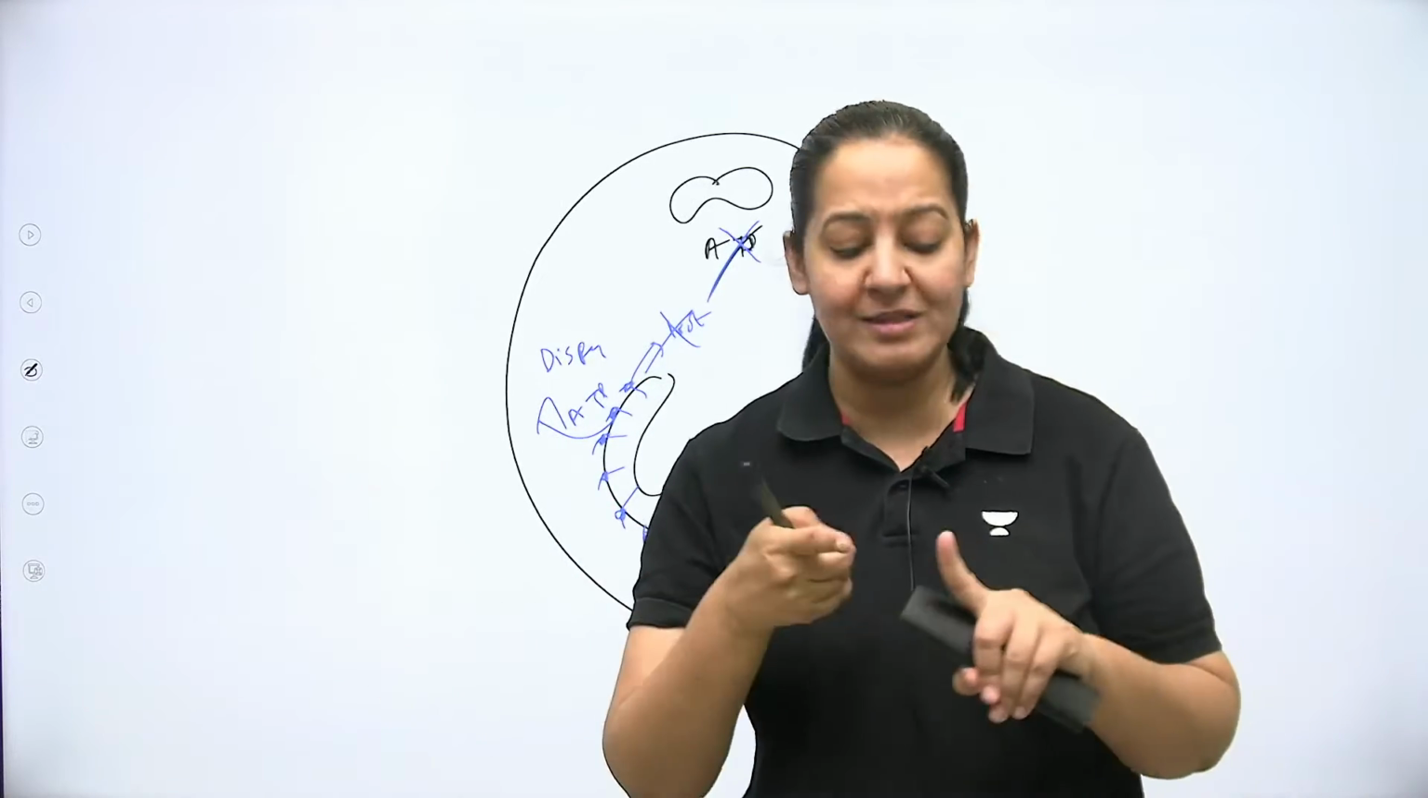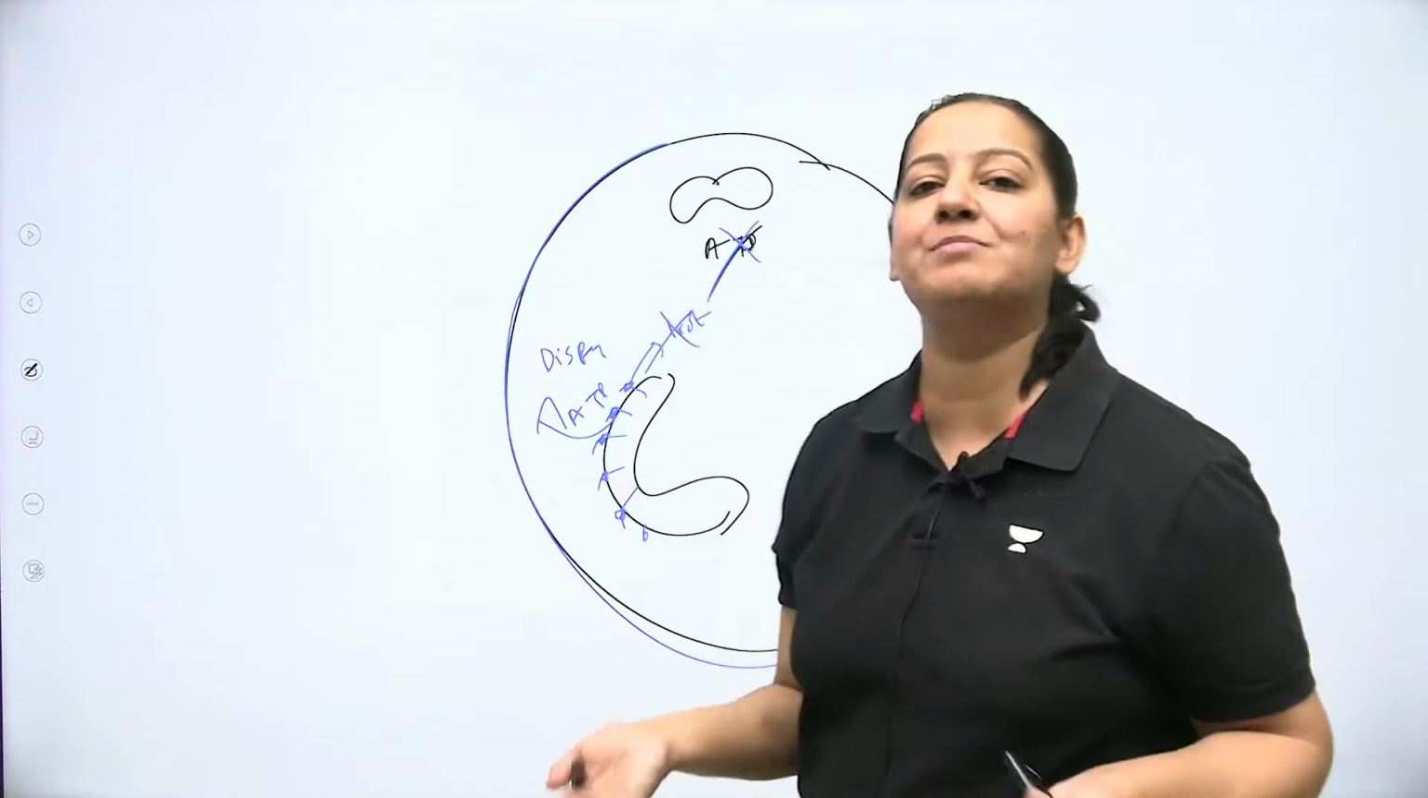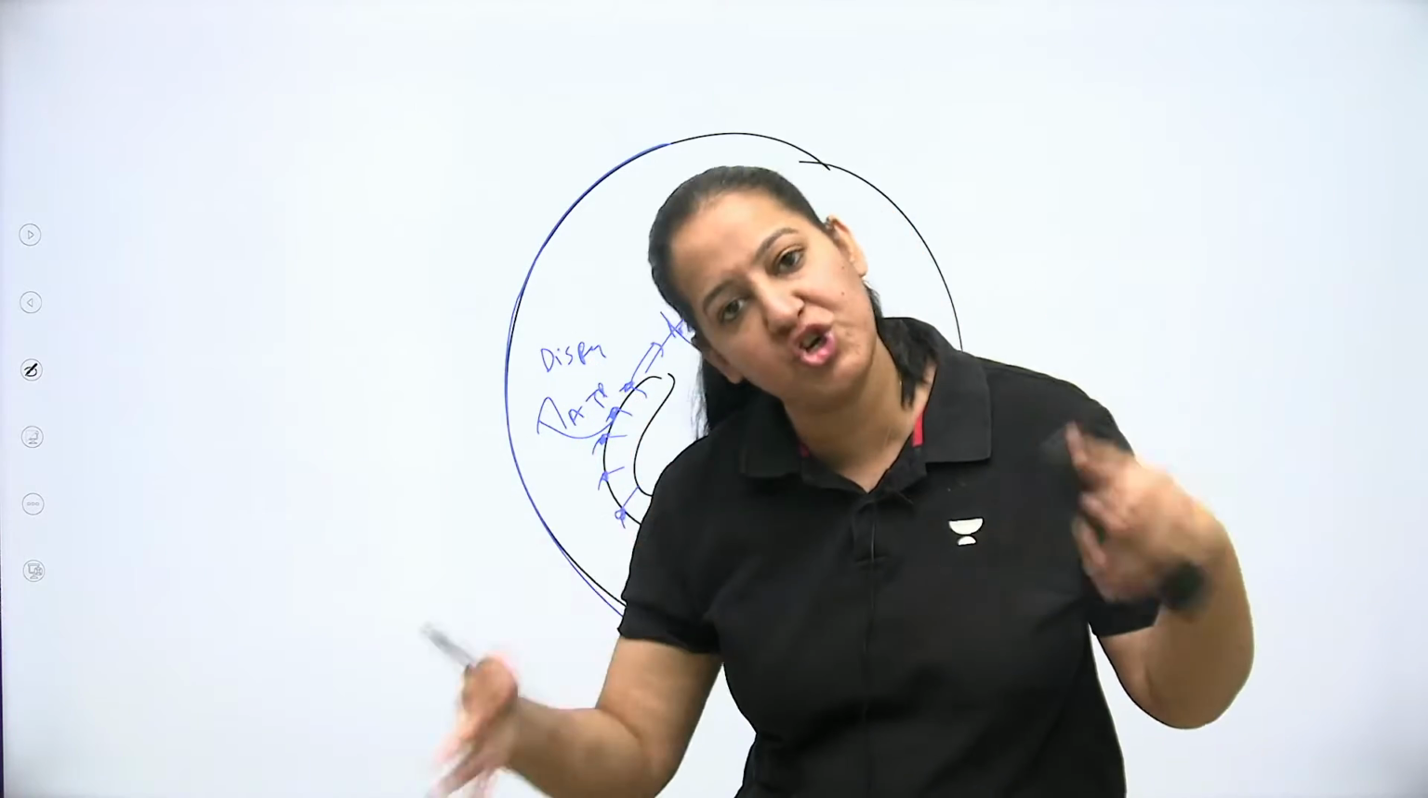Now, no protein formation means no enzyme formation. All the enzymes are made up of protein. No cell membrane formation. Cell membrane is made up of protein. So ultimately, this cell will be injured and it will die.